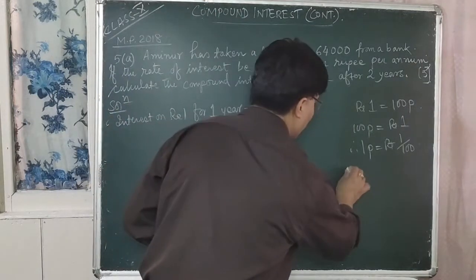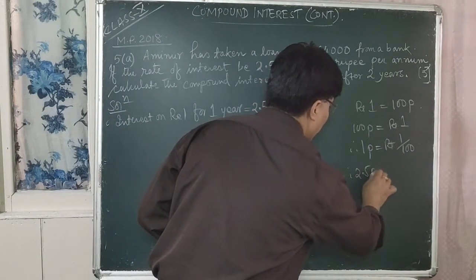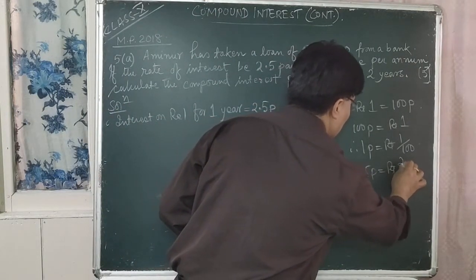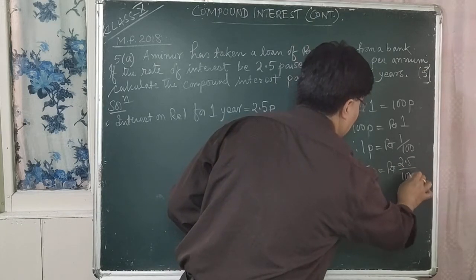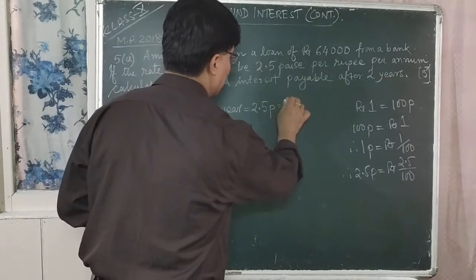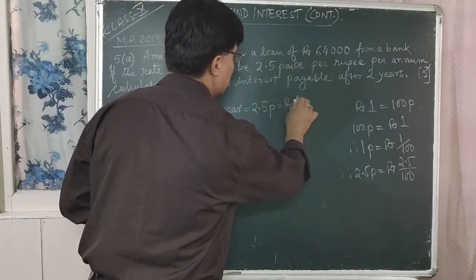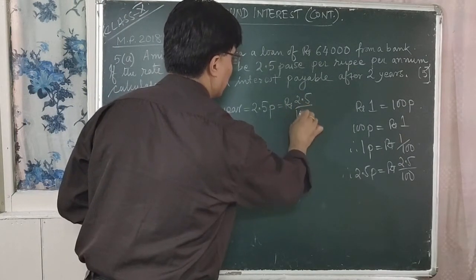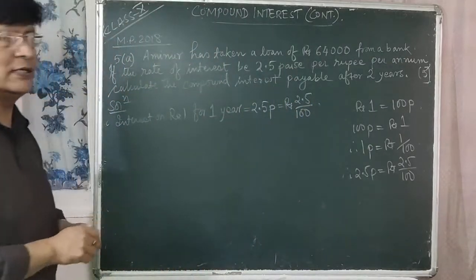Or what is 2.5 paise? 2.5 paise is equal to rupees 2.5 divided by 100. Is that clear? So it should be divided by 100. That means rupees, how much is it? 2.5 divided by 100. Is it clear to all of you?